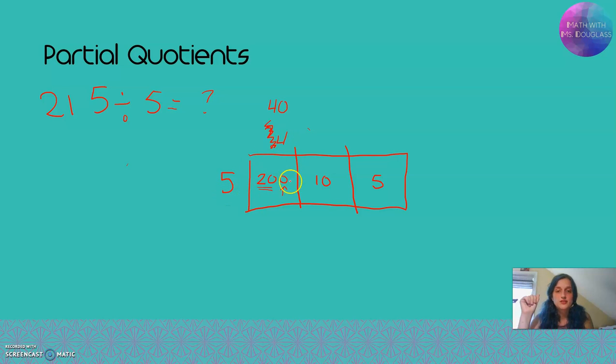This one's a little easier. 5 times what number equals 10? 2. 5 times what number equals 5? 1. Add these all up, these partial quotients. 40 plus 2 plus 1 is 43, which is the same answer we got the other way. This is just a way to kind of break it down and decompose it. It's a strategy you might like.